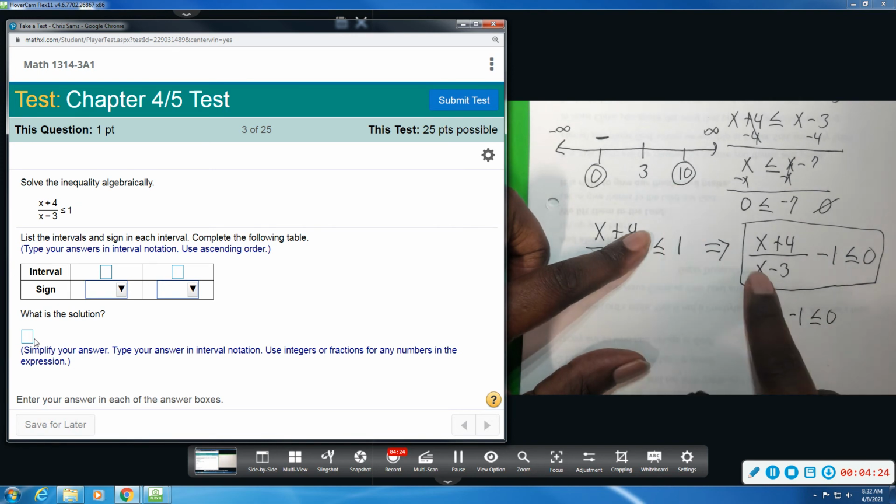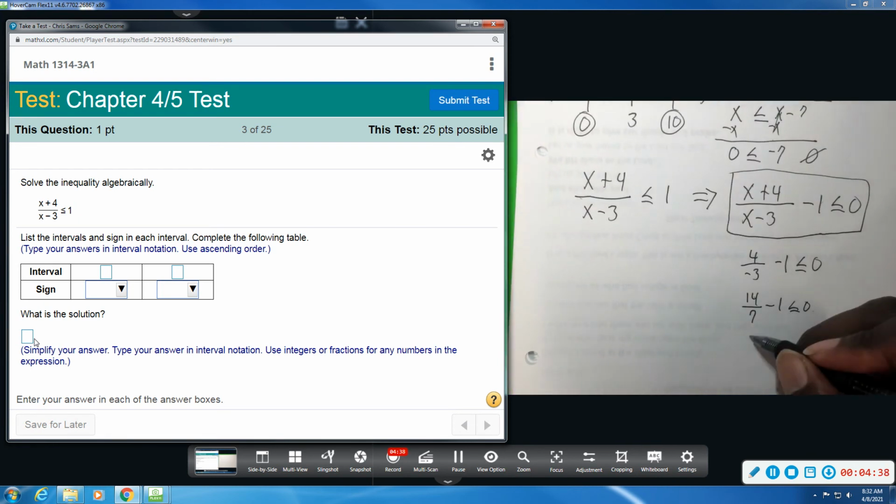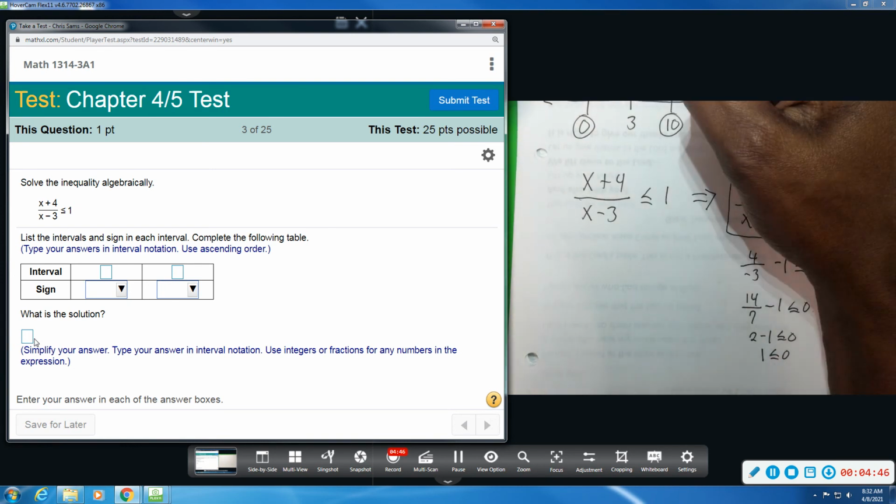When we plug in 10, this top part is positive, it will be 14. And I plug in 10 down here, 10 minus 3, that bottom part will be positive, that's 7. And we're going to be subtracting 1. So 14 divided by 7 is 2. Let me write this all out. So this will be 2 minus 1, and this will give me a positive 1, and that is not less than 0. That comes out positive.